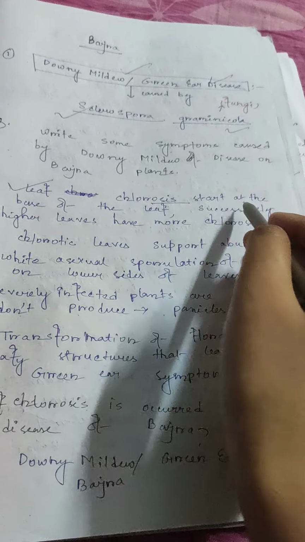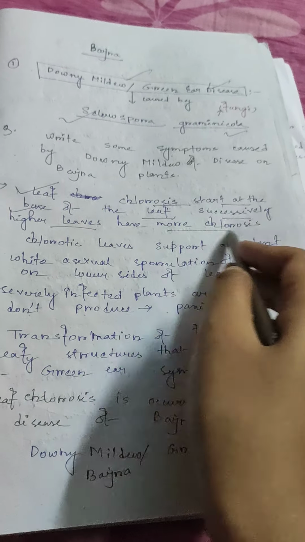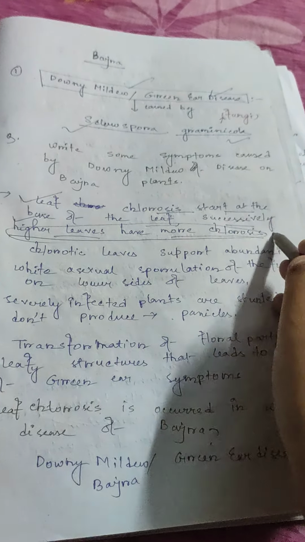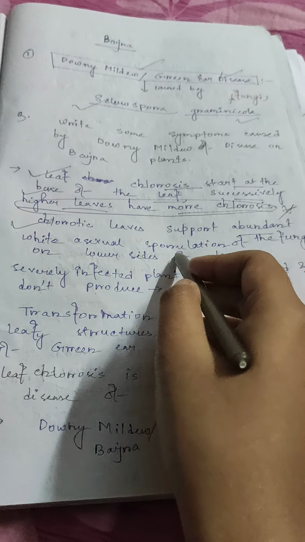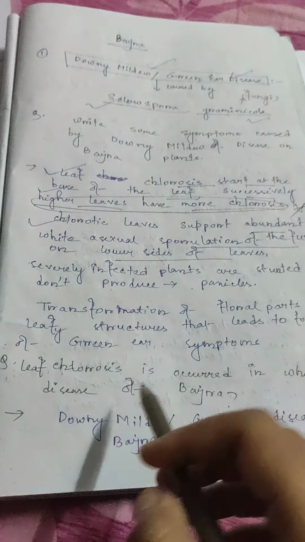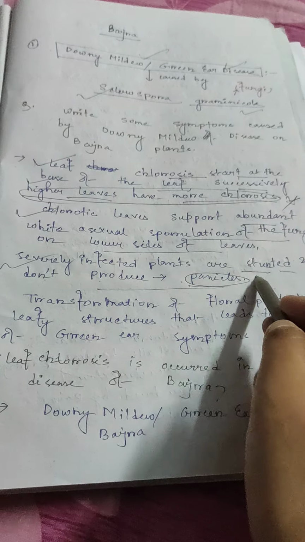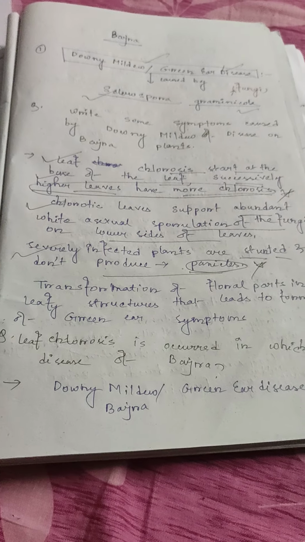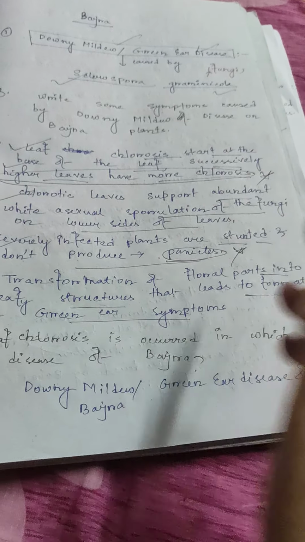Leaf chlorosis starts at the base of the leaf. Successively higher leaves have more chlorosis. Chlorotic leaves support abundant white asexual sporulation of the fungus on the lower sides of leaves. Severely infected plants are stunted and don't produce panicles. Transformation of floral parts into leafy structures leads to the formation of green ear symptoms.